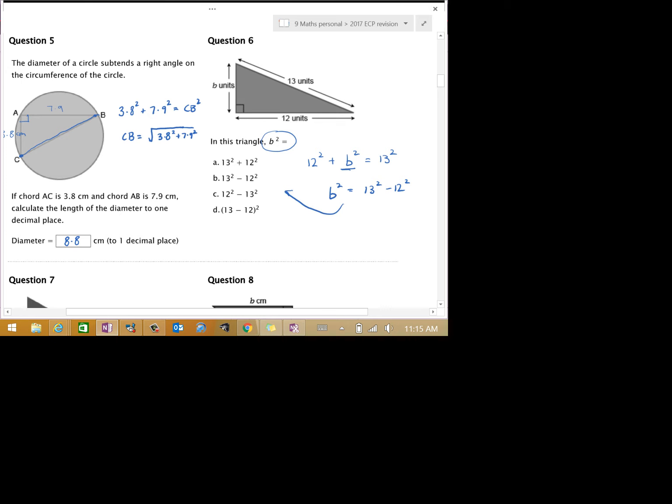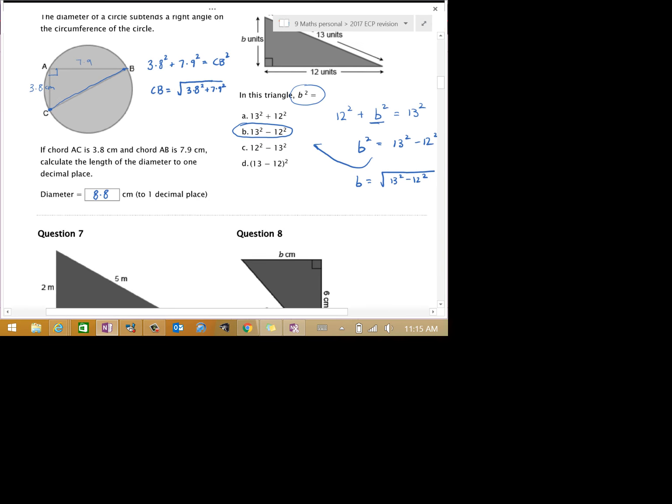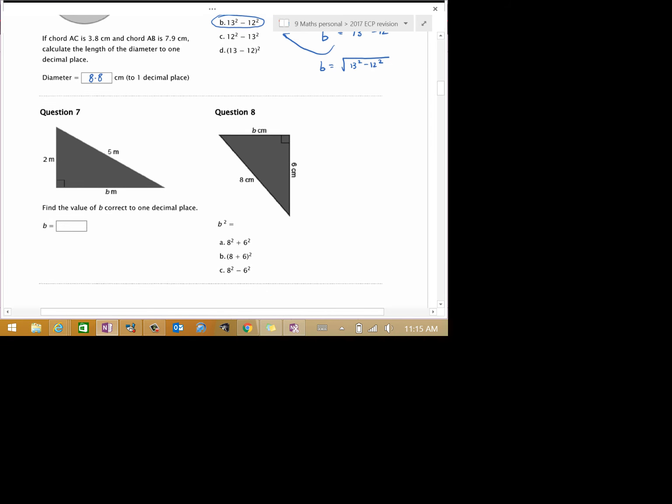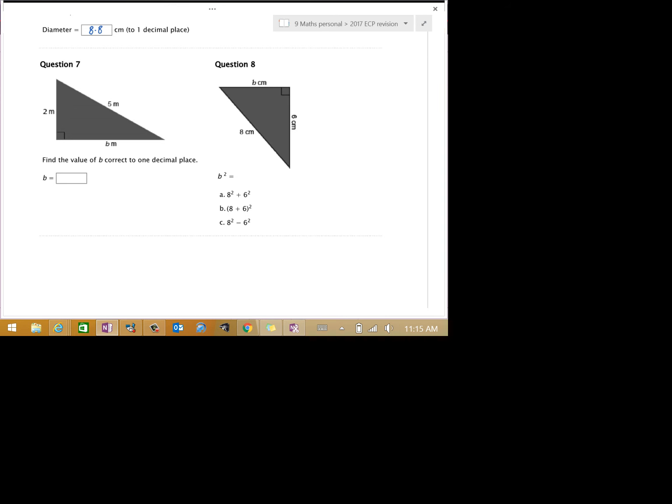So then the answer, therefore, must be b. They're asking for b squared, not b. If they're asking for b, then b would be equal to the square root of 13 squared, take 12 squared. Are there any questions so far? Now, if you've got a big one, I can hold off and we'll answer it once we're done with this.